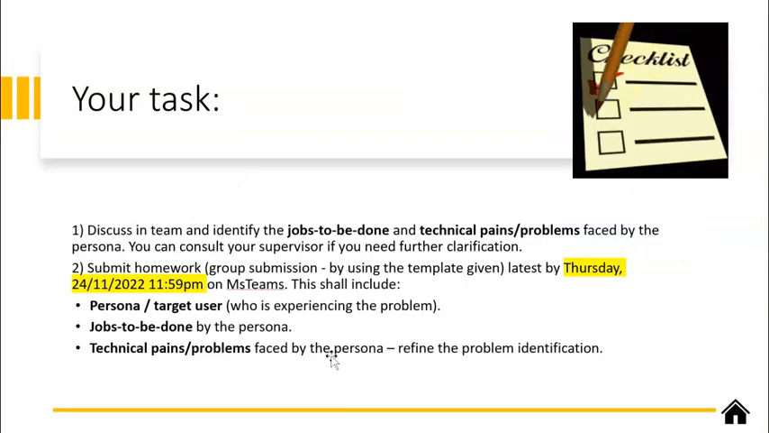So your task for this week is to discuss in your team and identify the jobs to be done and the technical pains or problems which are faced by the persona. You can also consult your supervisor if you need further clarification. So please submit your homework as a group submission by using the template given, latest by next Thursday, 24th of November, on Microsoft Teams. This shall include first the persona or the target user, and then the jobs to be done, and finally the technical pains or the problems.